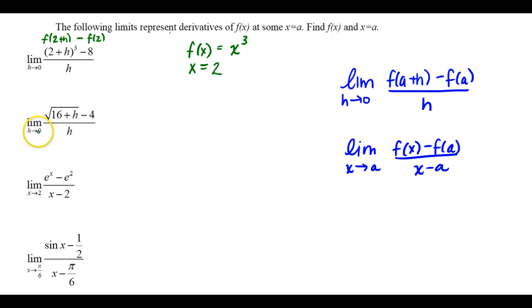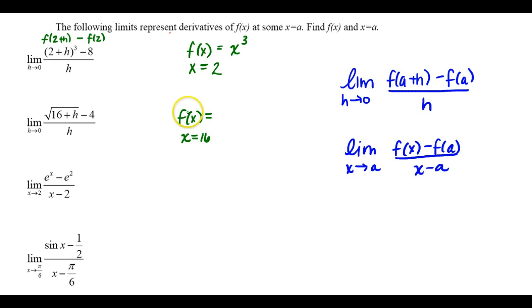So now let's take a look at this second problem. The limit as h goes to 0 of the square root of 16 plus h minus 4. That h goes to 0 tells me that this is a derivative problem. And the a value, again, the easiest way to find it in this case is to recognize that the a value is what's being added to h. So x equals 16 is my a value.